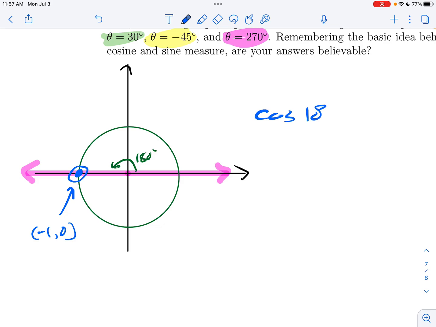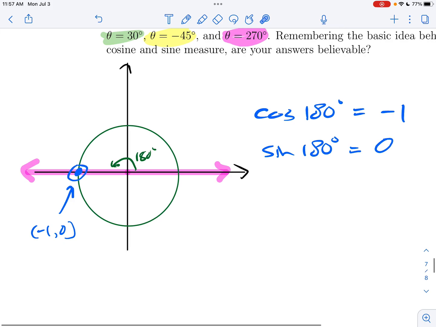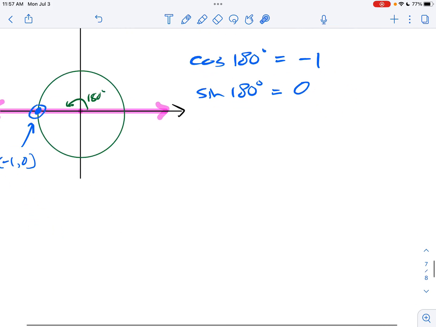Cosine of 180 degrees is that x coordinate, which is -1. We're pointing perfectly to the left, so our cosine is -1. In terms of how far up we're pointing, neither up nor down, so sine is 0. That y coordinate is 0. X coordinate is -1, that's cosine. Y coordinate is 0, that's sine. And they make sense. Next example is 30 degrees.